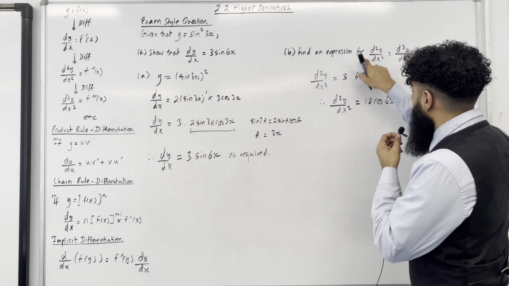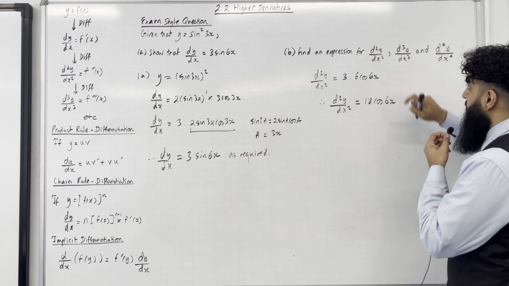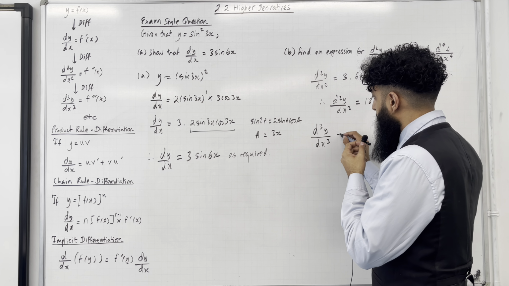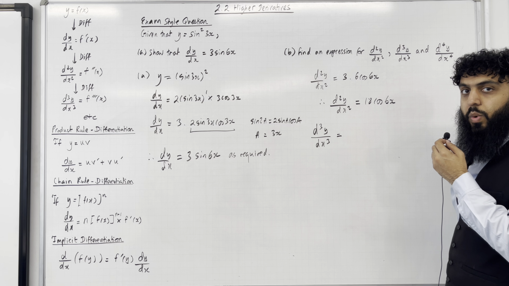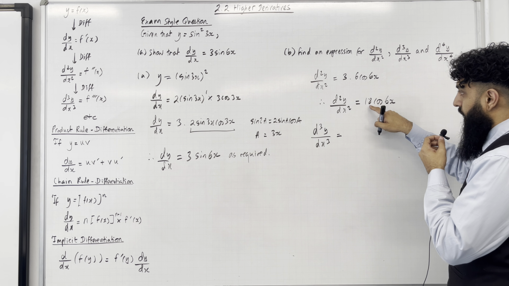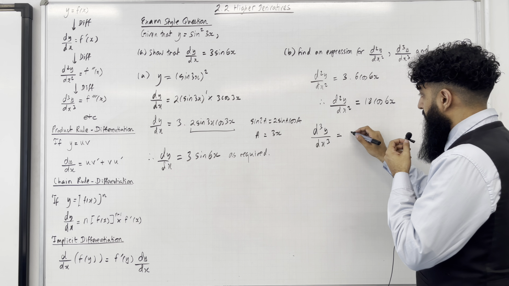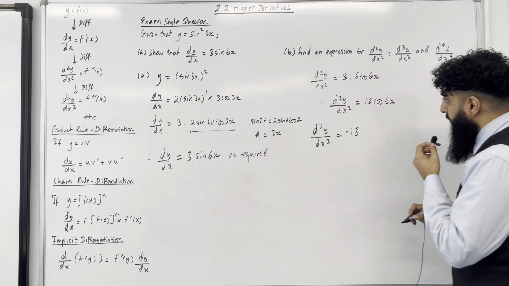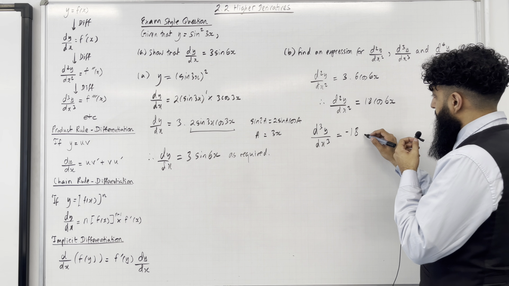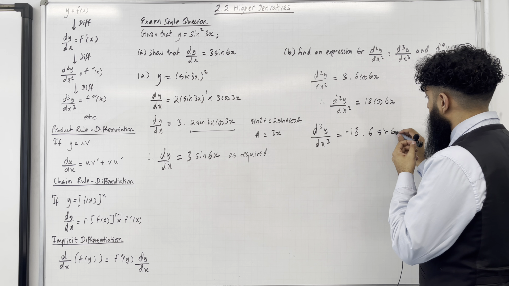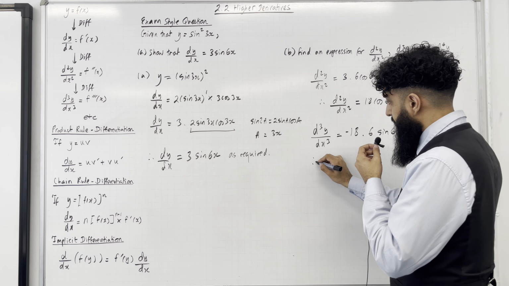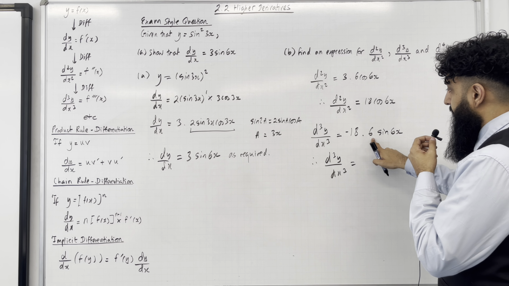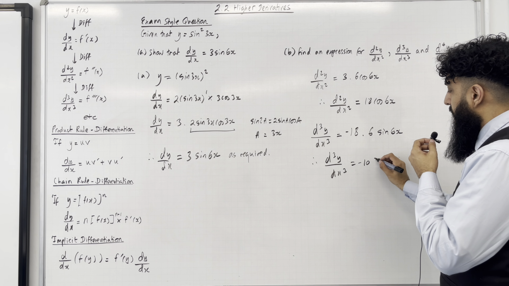Now it says find an expression for d to the power 3y over dx cubed. To find this, I need to differentiate my d2y over dx squared. In other words, I need to differentiate the 18 cos 6x. So I've got an 18. I know that the cosine will differentiate to a negative sine, so I can put a minus there. So it will become a minus 6 sine 6x. Okay, therefore, d to the power 3y over dx cubed is equal to minus 18 times 6, minus 108 sine 6x.